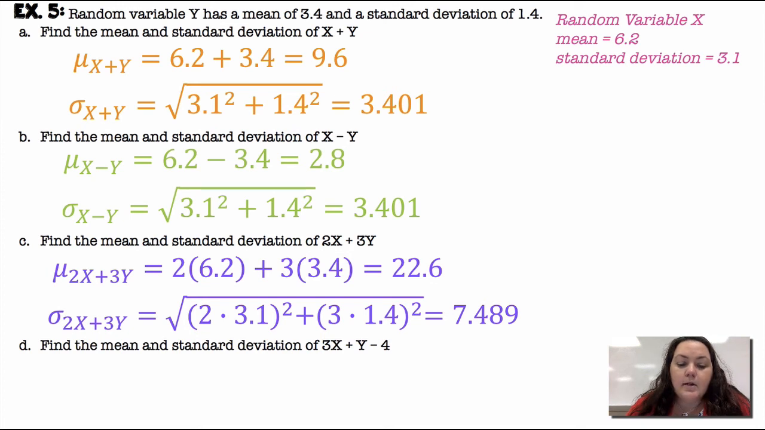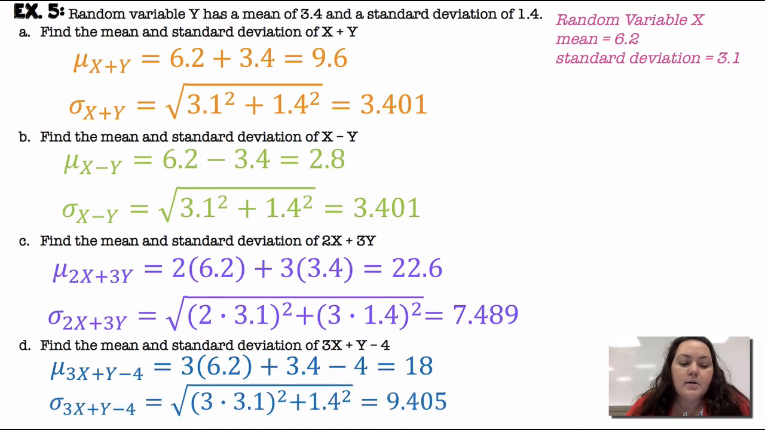Find the mean and standard deviation of 3x plus y minus 4. I would do 3 times my x mean plus my y mean minus 4, which gives me 18. For my standard deviation, I'm not going to worry about that minus 4. That's not going to change anything. But I'm going to do the square root of 3 times my x standard deviation squared plus my y standard deviation squared, and that gives me 9.405.